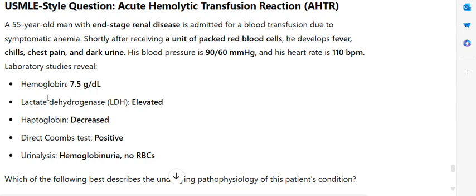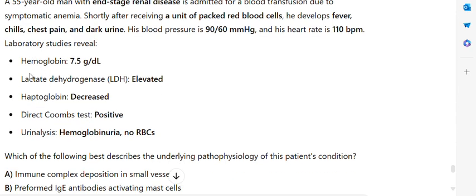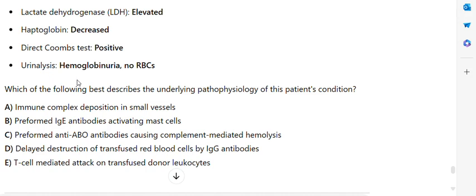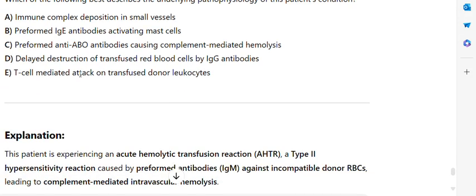Laboratory studies reveal hemoglobin 7.5 grams, lactate dehydrogenase (LDH) elevated, haptoglobin decreased. Direct Coombs test positive. Urinalysis: hemoglobinuria, no RBCs. Which of the following best describes the underlying pathophysiology of this patient's condition?